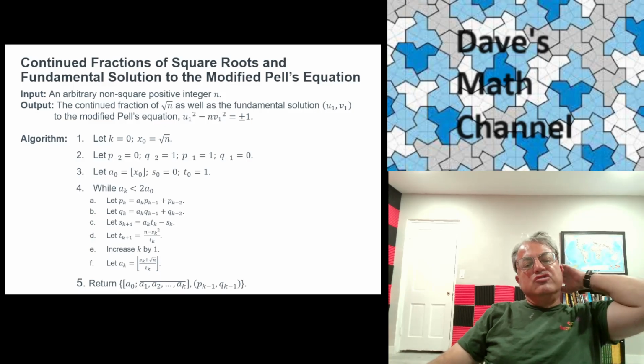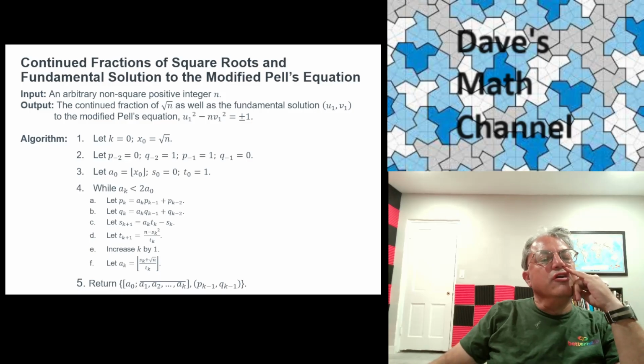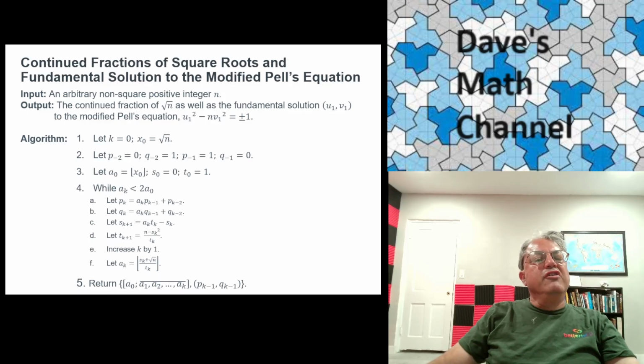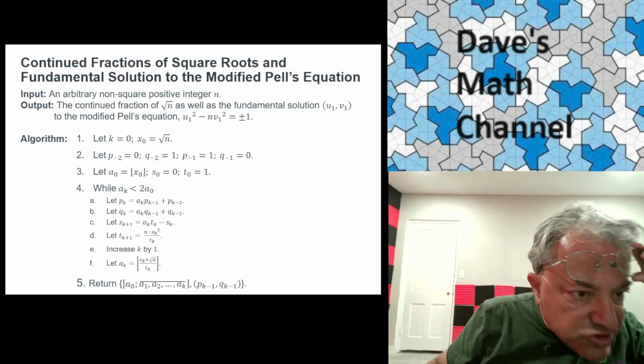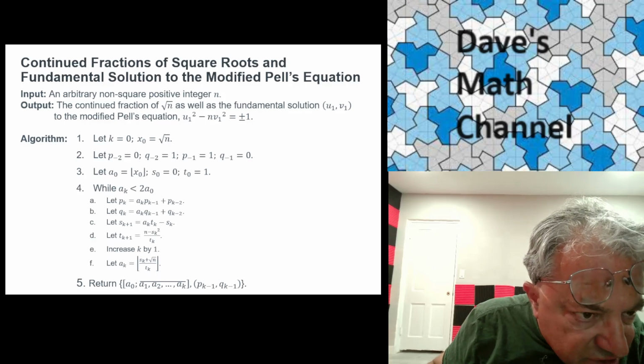These are just the recurrence equations for the pk and qk on lines 4a and 4b. And remember, we're waiting for ak to equal 2a0. When ak is 2a0, that means we're done computing the continued fraction of the square root of n. And we use the same recurrence formula as I gave you last time. pk is ak pk minus 1 plus pk minus 2, and qk is ak qk minus 1 plus qk minus 2.